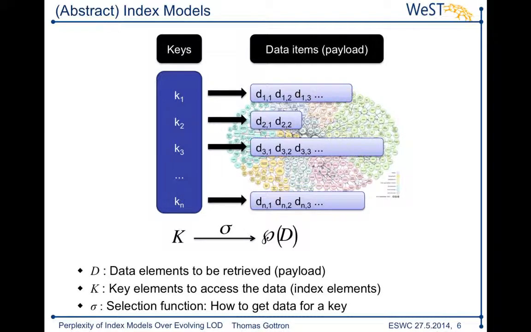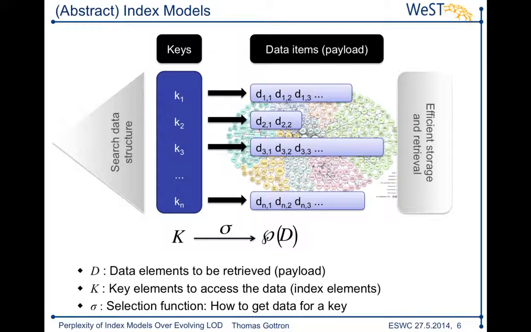I'm talking here about abstract index models because I am ignoring some implementation details such as data structures that you would need for searching the keys or methods for efficient storage and retrieval of the data items. They're not so much of relevance to the work that we have done here, so I can ignore them.